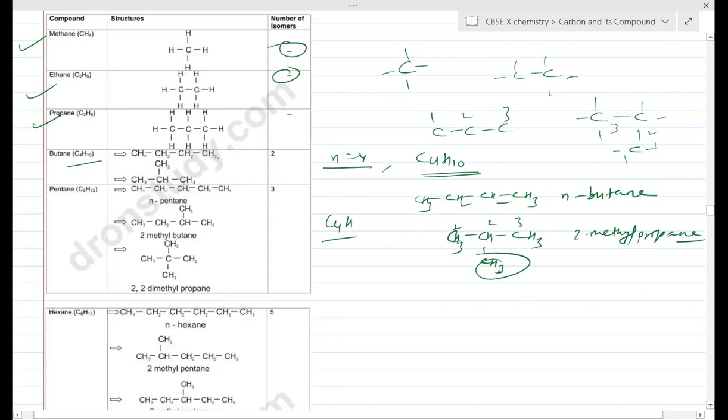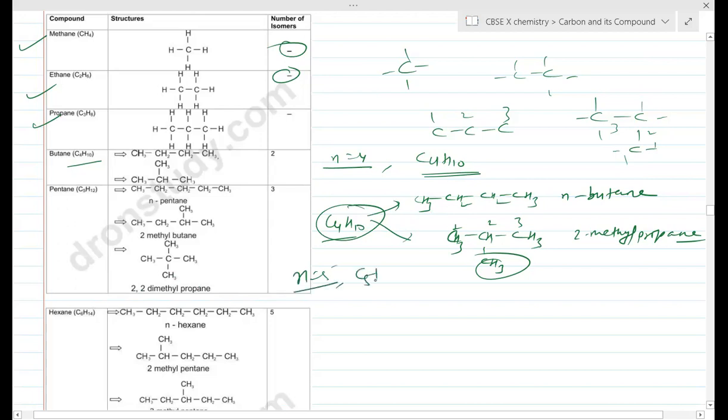So 4 carbon, hydrogen 3 plus 3, 6, 6 plus 1, 7, 7 plus 3, 10. There also 4 carbon and 10 hydrogens are there. So they are called as what? Isomers of butane. Isomers of butane. Similarly, if you draw the isomers of pentane, n is equal to 5.